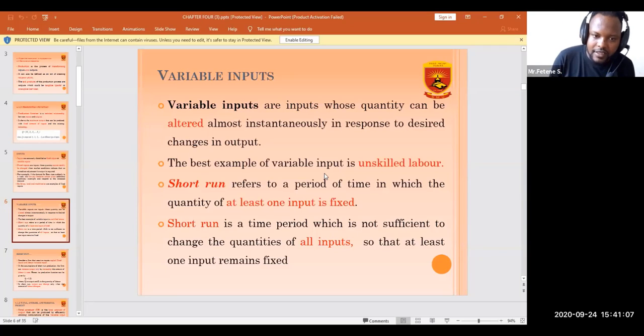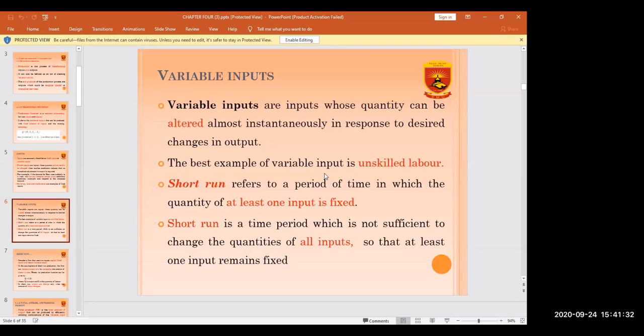This is unskilled labor. So the variable inputs are what we use in order to produce goods or services, the end product. We use these inputs to produce. Production function, production and also inputs, as I said.